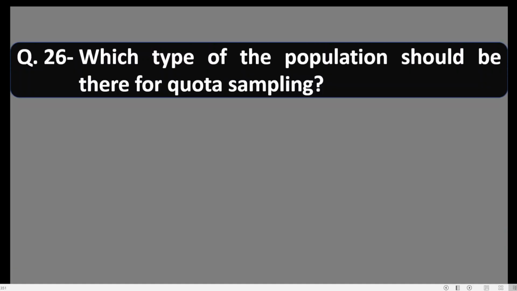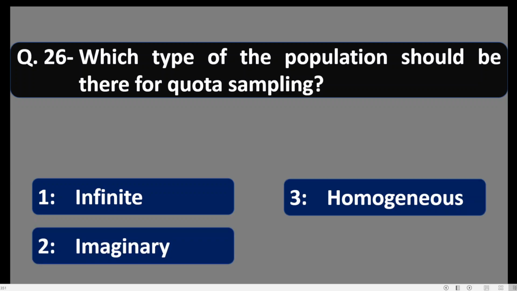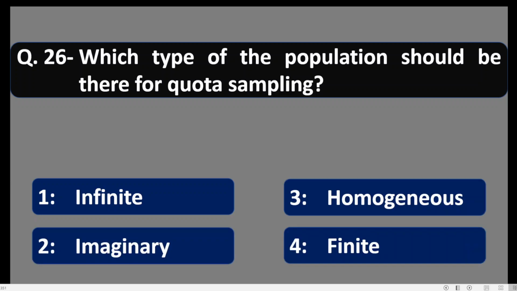Question number 26, today's sixth question. Which type of population should be there for quota sampling? Number 1, infinite. Number 2, imaginary. Number 3, homogeneous. Number 4, finite.